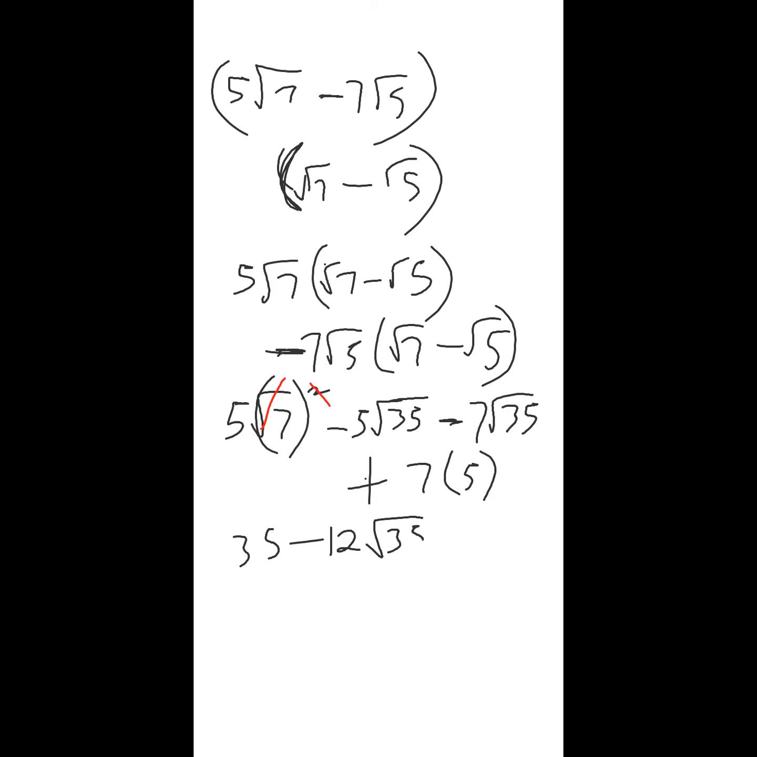Then plus 7 times 5 will still give me another 35. So at the end of the day, my final answer will be 70 minus 12 root 35. Yeah. So that's my final answer. 70 minus 12 root 35. So this is the answer I have.